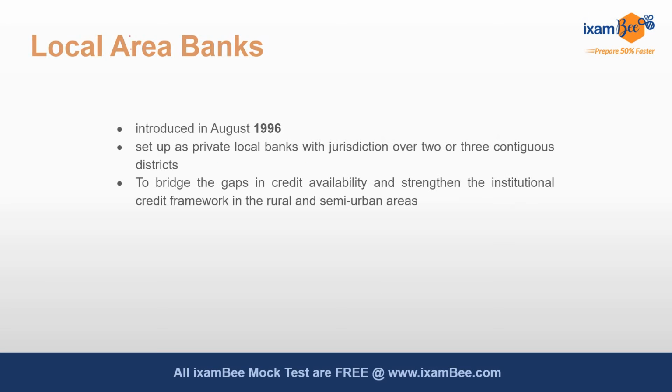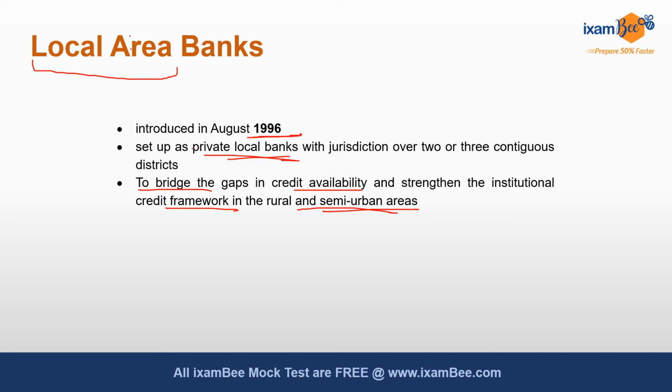Next one is Local Area Banks. It was introduced in 1996. It was earlier set up as private local banks with the jurisdiction over 2 or 3 districts. Why was it established? To bridge the gaps in credit availability and strengthen the institutional credit framework in rural and semi-urban areas. So for local areas, these banks were established in order to meet the credit gaps, so that loans can be given easily to those sectors and institutions which are situated in rural or semi-urban areas and it is very difficult for them to get loans. Thus, in order to bridge that gap, local area banks were created.